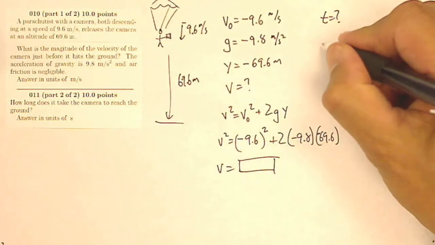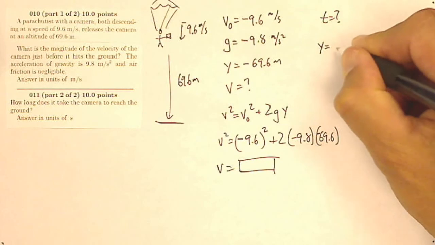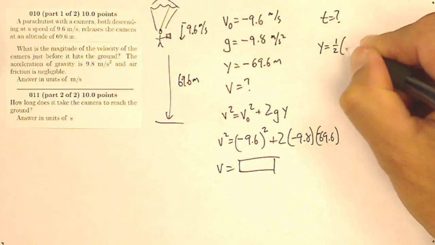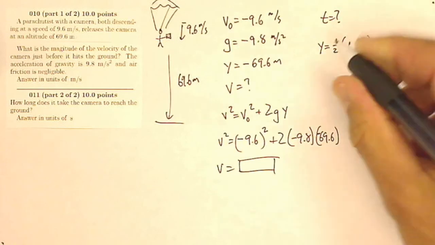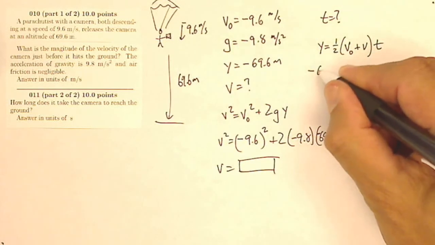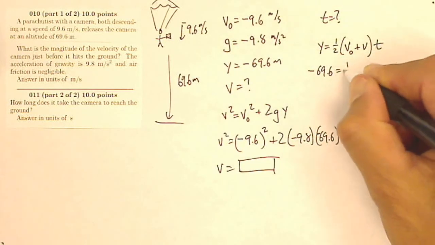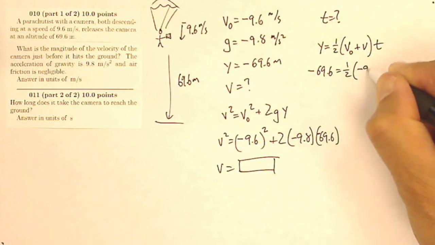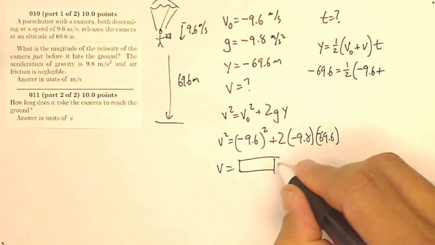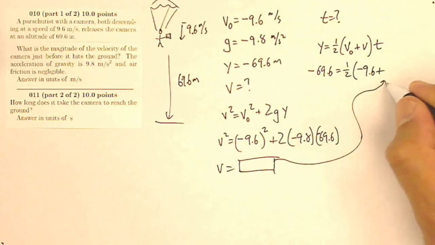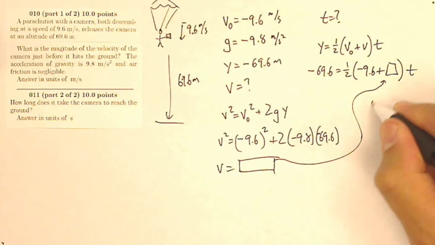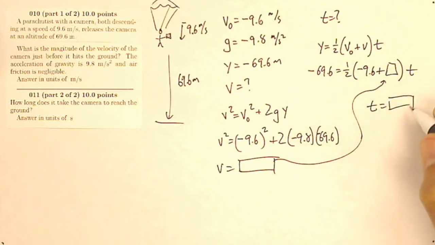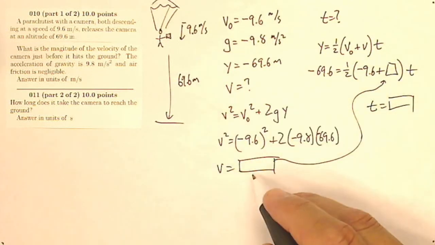That's easier. I can just say that my displacement is 1/2 of my initial velocity plus my final velocity times time. So my displacement, negative 69.6, equals 1/2 of negative 9.6 plus whatever my final velocity was, times my time. And when I plug this in and solve for time, I will get t equals, and that's the answer to that problem. Wait, back to problem number 10.